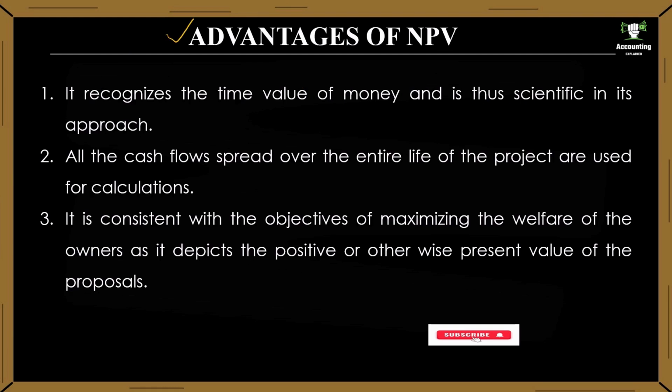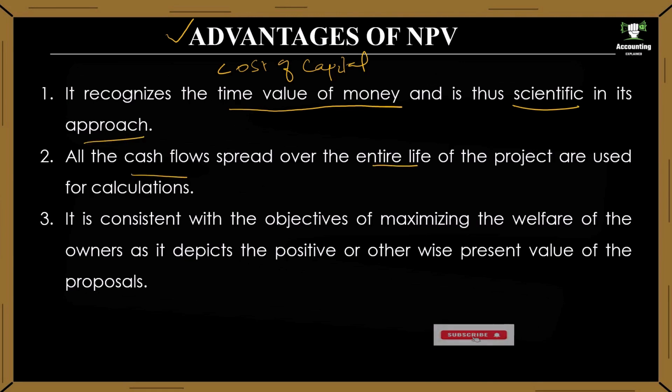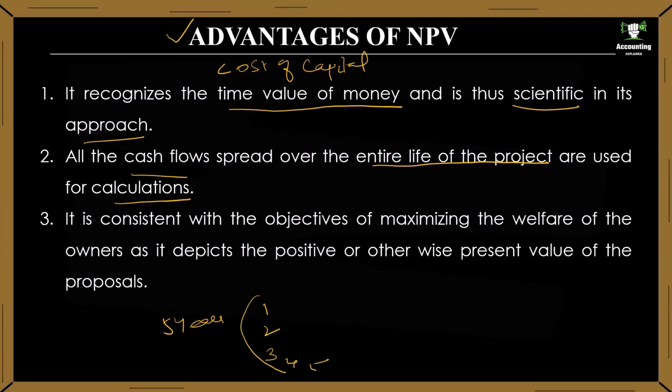Advantages of NPV. It recognizes the time value of money. We all know what is time value of money now. It's nothing but cost of capital or discount rate or the minimum required rate of return, all are the same, and is thus scientific in its approach. All the cash flows spread over the entire life of the project are used for calculations. That is, entire life of the project means if the life of the project is 5 years, what is the cash flow for the first year, second year, third year, fourth year and finally the fifth year, all will be considered. That is all the cash flows for the entire life of the project.